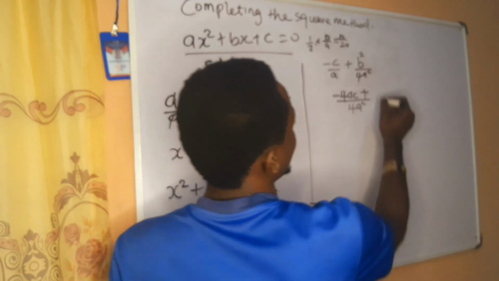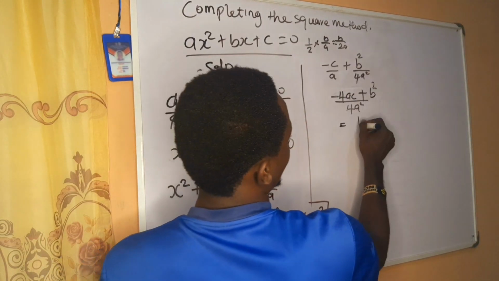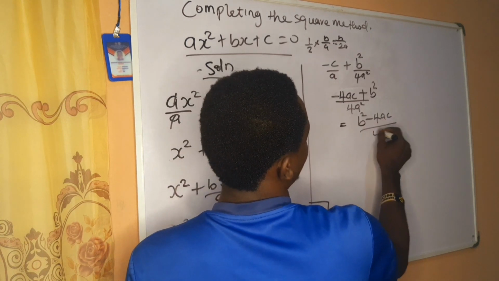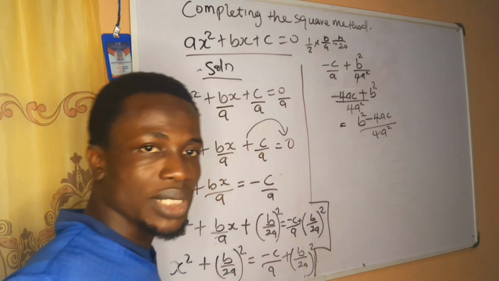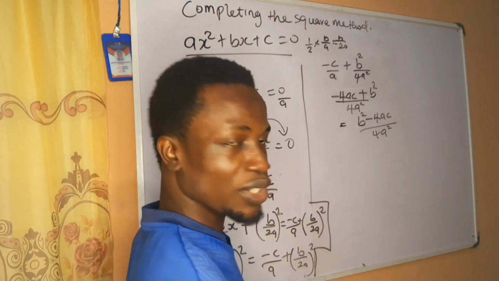1 times b squared is now b squared. Now we can rearrange this to be equal to what? b squared minus 4ac all over 4a squared. If you notice, what I did was I just interchanged it. I made the one that has positive come first. So what do we do?